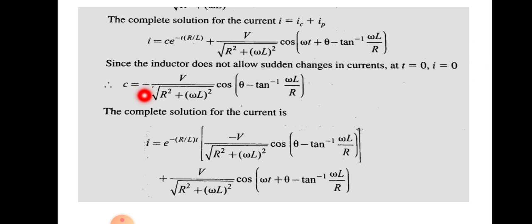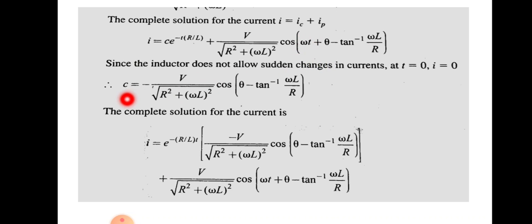So we can substitute that condition. That means at t equal to 0, current will be equal to 0. So 0 will be equal to C into e raised to, instead of t we can substitute 0. So e raised to 0 is 1, so there will be C itself. And similarly here there is a term with t, so instead of omega t, 0 comes. So 0 equal to C plus this whole quantity without the omega t.